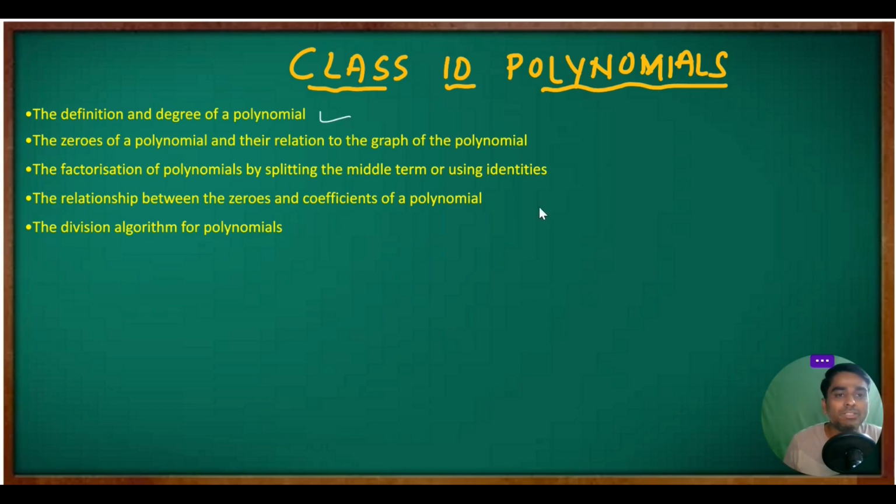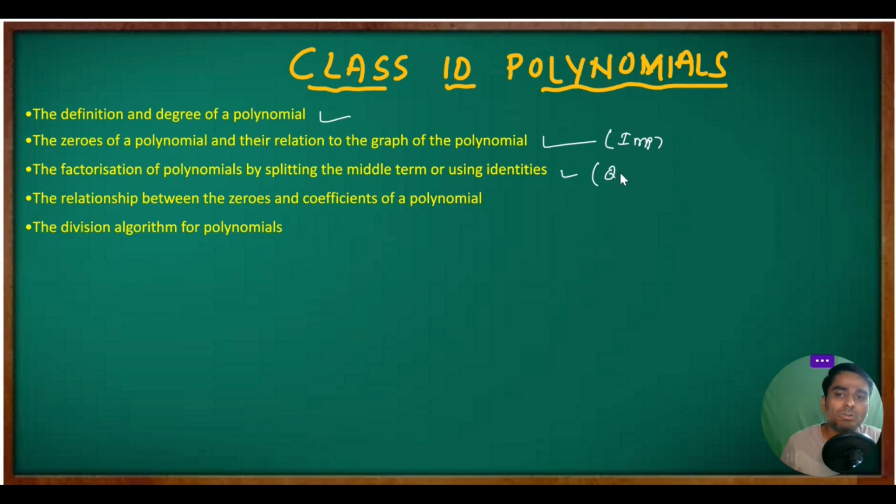First, you should be aware of the definition and degree of the polynomial. There can be one question asked for 1 mark, maybe multiple choice or a 1 mark question, where they will ask you to write the degree of the polynomial. I will let you know about that also. Then zeros of the polynomial and their relation to the graph of the polynomial. This is an important topic. And we have the factorization of polynomials by splitting the middle term or using identities.